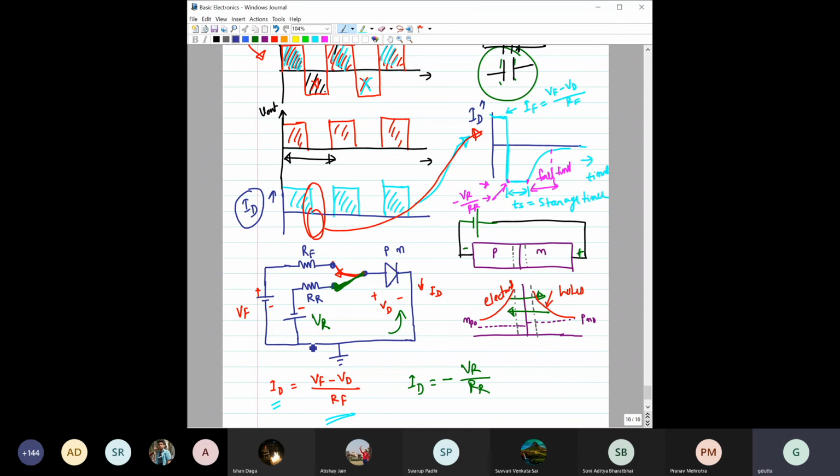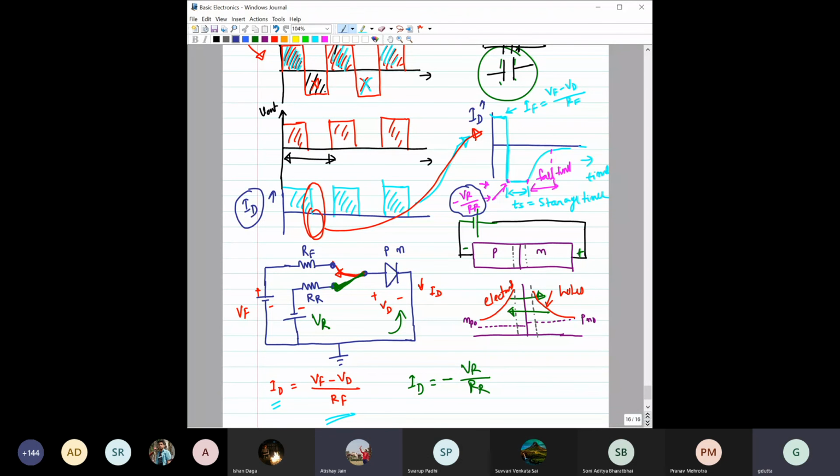In the reverse bias, what you have shown is that the diode will conduct no current. But here we can see that even in the reverse bias, for at least a small amount of time, the diode will conduct a current whose value is this much. And VD is 0 at that time. That is ID equals VR minus VD by RR.